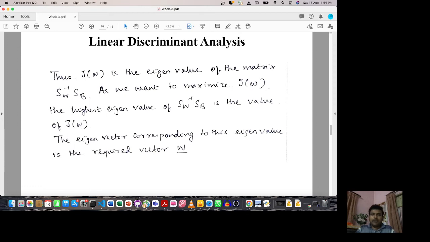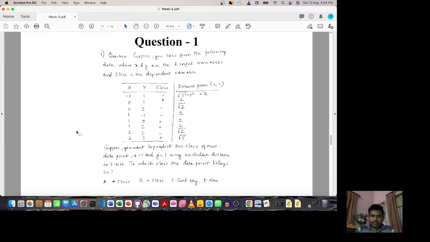I look at the highest eigenvalue of that matrix and I take the eigenvector which is corresponding to the highest eigenvalue. It is also known as the most dominant eigenvector of a matrix. We never say highest eigenvector because there is no such thing. We always talk about the vector which is corresponding to the highest eigenvalue of SW inverse SB. That is the vector that we project on. Okay. So that is it.